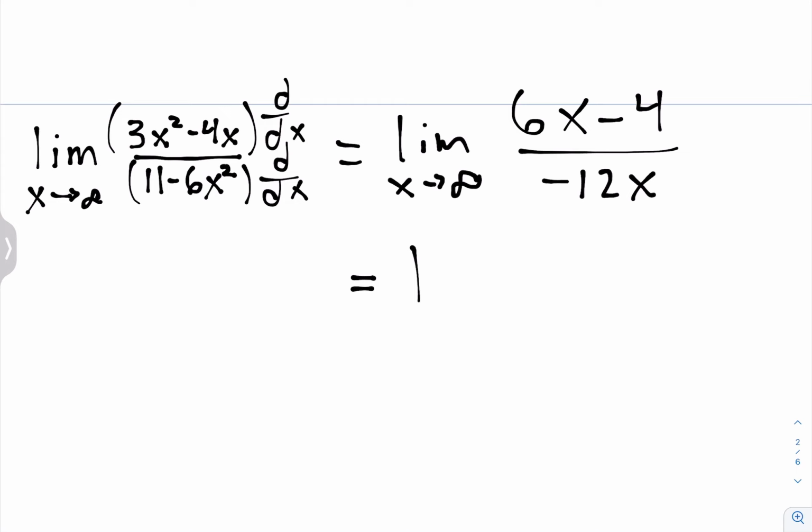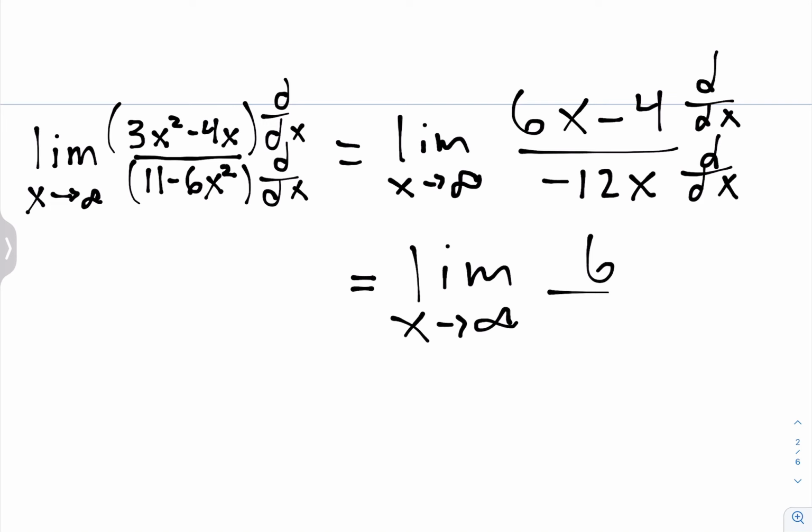So if we differentiate the top and the bottom, right, we take d over dx here, d over dx here, it's going to be 6 over negative 12. And this simplifies to negative 1 over 2.